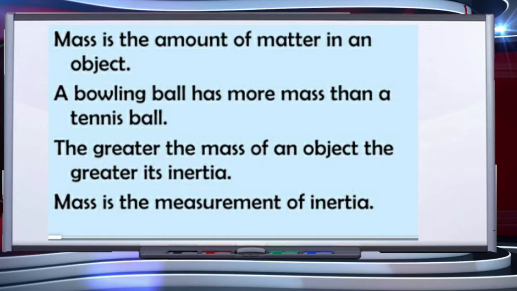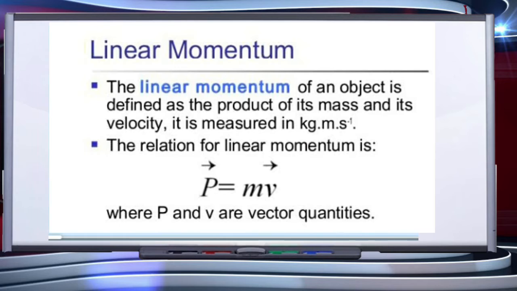Now let's understand inertia and mass. Mass is the amount of matter in an object. For example, a bowling ball has more mass than a tennis ball. The greater the mass of an object, the greater its inertia. Mass is the measurement of inertia. In other words, we can say that a heavier object has larger inertia than a lighter object. The more massive the object, the larger its inertia. Thus, quantitatively, the mass of an object is a measure of its inertia.